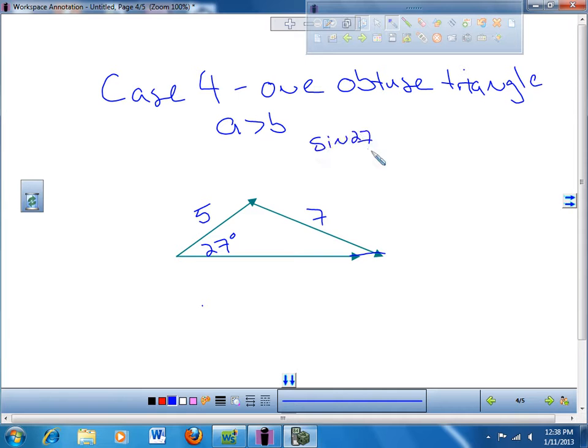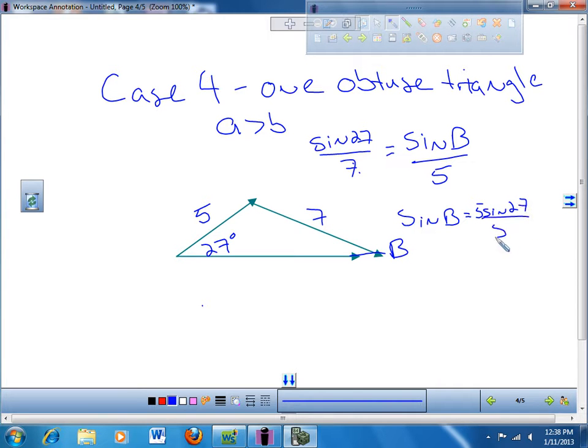Sine of 27 is to 7 as sine, we'll call this B, of B is to 5. So then you cross multiply and you get, what do you get? You can do that, right? I'll do it anyway, okay? So you get sine of B is equal to 5 sine 27 over 7, right?